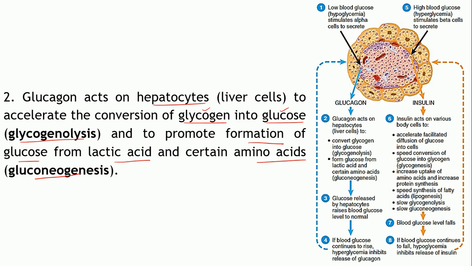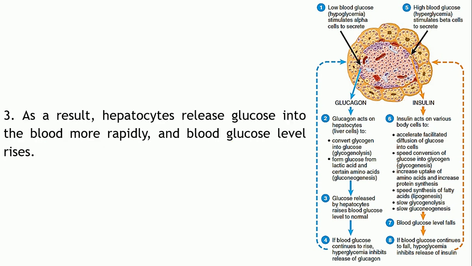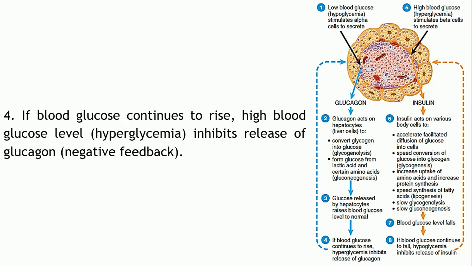So what will happen to the glucose? Hepatocytes will start releasing more and more glucose into the blood. As a result of this, what will happen? It will result in a rise in the blood glucose levels. Okay, so when the glucose continues to get released into the blood, what will happen? A time will come wherein the glucose level will rise above normal, right? So a high blood glucose level, that condition is known as hyperglycemia.